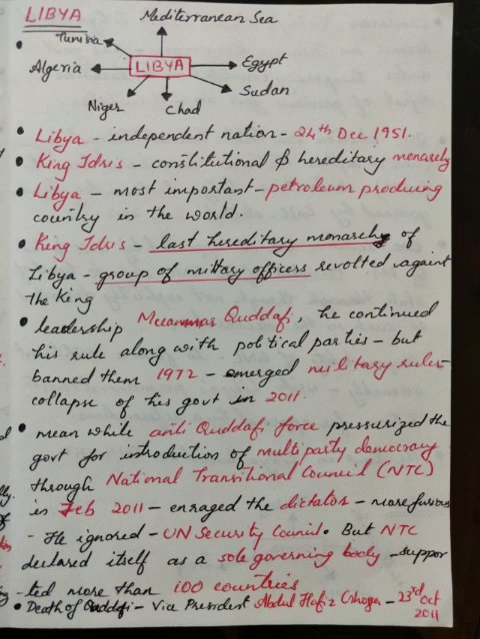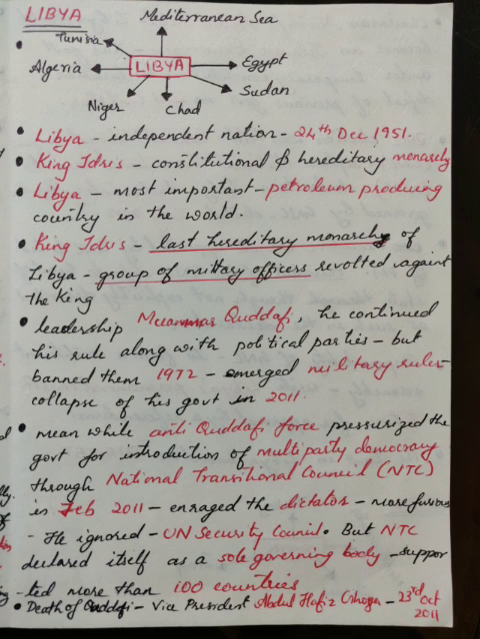So the NTC is a de facto government of Libya for a period during and after the civil war in which rebel forces overthrew the rule of Muammar Gaddafi. Actually in Libya there was a dictator rule. In the meanwhile, some of the anti-Gaddafi forces pressurized the government for the introduction of multi-party democracy through the National Transitional Council in February 2011. This made the dictator Muammar Gaddafi angry, and he became more furious. He even ignored the United Nations Security Council in this regard. But the NTC declared itself the sole governing body. It was supported by more than 100 countries.